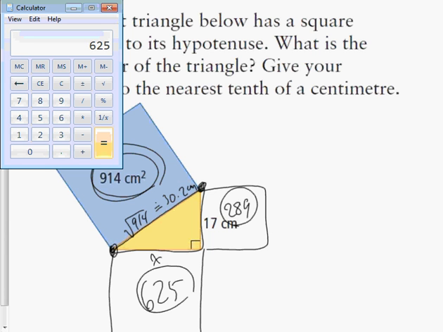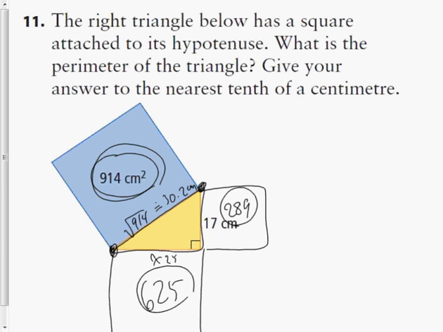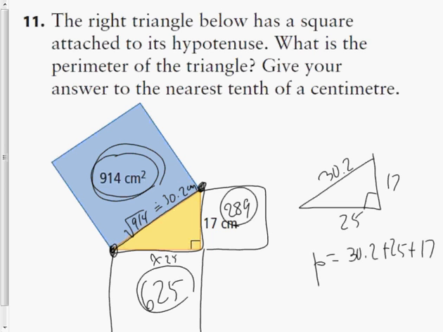Since the area of the square attached to that is 625, the square root is 25, which means, if I draw my triangle over here again, this is 17, this is 25, this is approximately 30.2. The perimeter will be 30.2 plus 25 plus 17. That's 55, 65, 72, 72.2 centimeters is the perimeter. Add all three sides together.